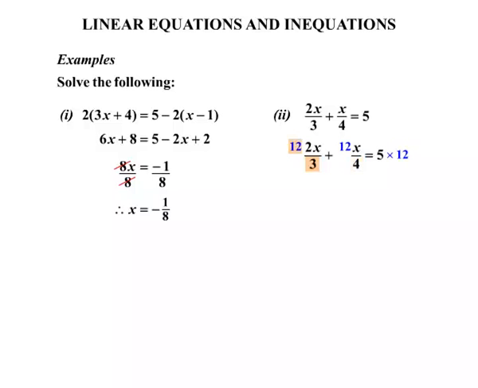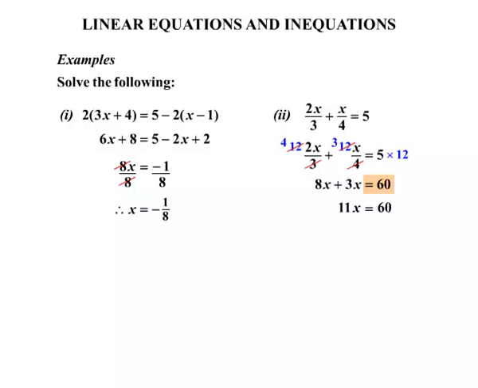Okay? So here we go. 12 divided by 3, well that cancels down to 4, won't it? 12 divided by 4 will cancel down to 3. So you can see now the fractions have gone. So what have we got? We've got 4 times 2x, that's 8x, plus in the middle, 3 times x is 3x. And it equals, well, 5 times 12 is 60. Hopefully you didn't need to resort to the calculator for that one. What have we got? 8x plus 3x, well that's 11x, and that equals 60.